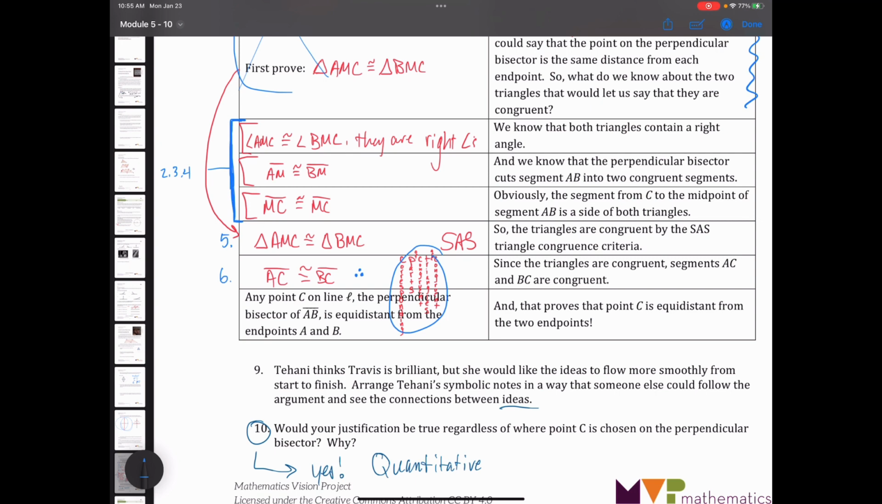Number 10. Would this justification be true regardless of where the point C is? Yeah. Why? Because all of those points are based off an arbitrary point. There was no point C specifically given. They are all based off of an arbitrary point. You should write that down.